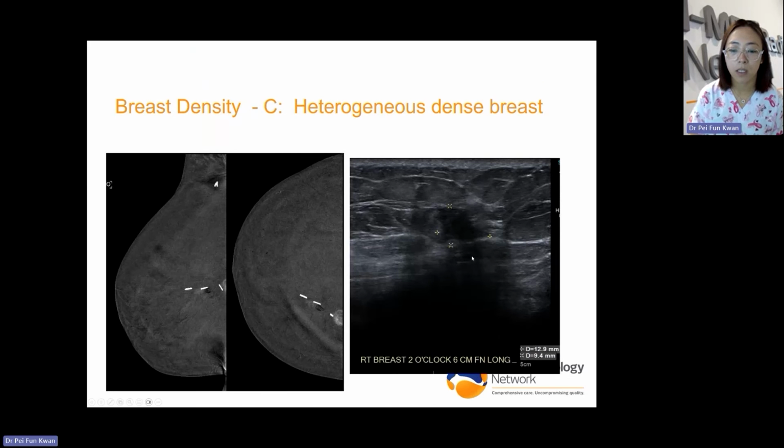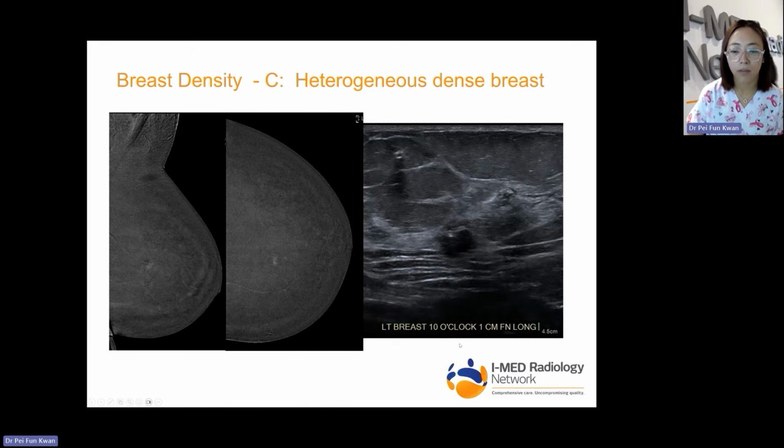Indeed, we found a recurrent breast cancer in the right breast at 2 o'clock, 6 centimeters from the nipple, which is in the lateral subareolar breast, and also a suspicious mass in the left breast, 10 o'clock, 1 centimeter from the nipple, and only because we know where to look.